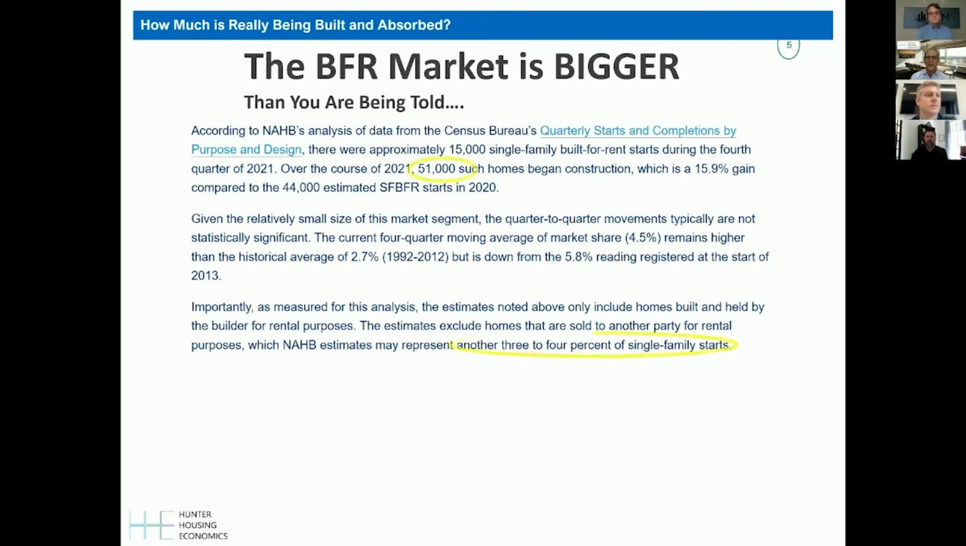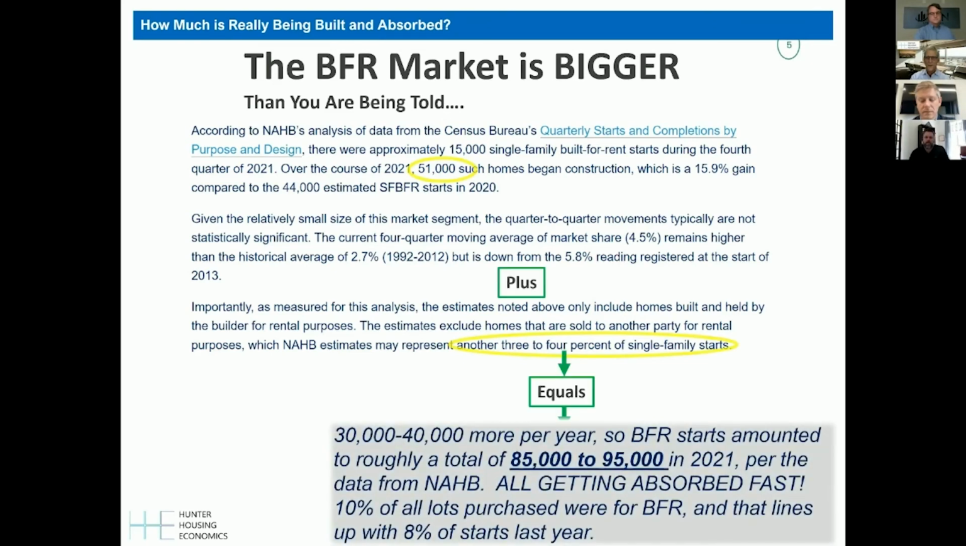So you got the 51,000. Add to that 3 or 4% of single family starts. That's Bob Dietz's number from NAHB. He's the chief economist there. So that results in another 30 to 40,000 per year. So added together, you got 85 to 95,000 starts for build for rent in year 2021. And they're all getting absorbed as fast as they can be delivered so far.